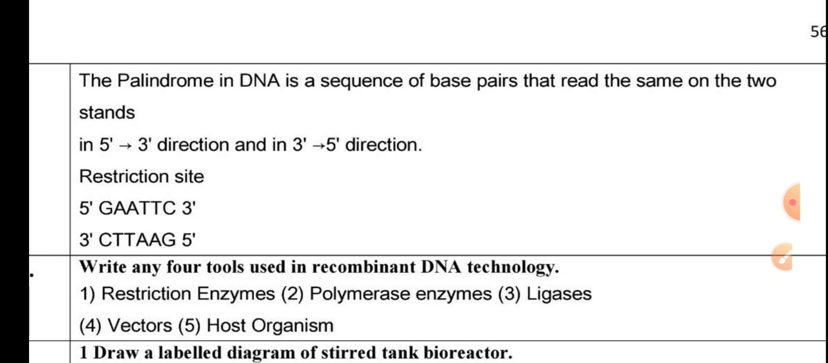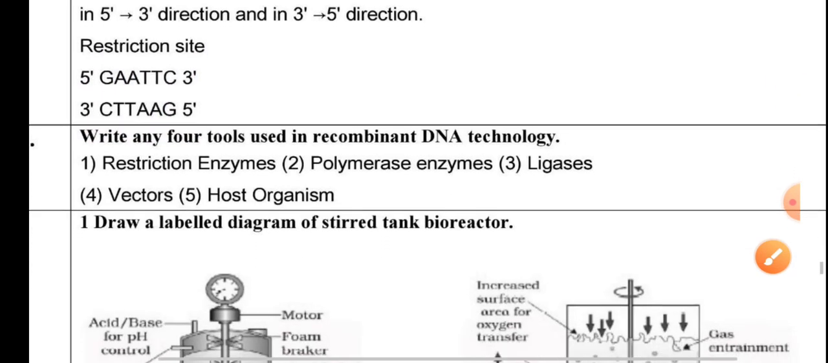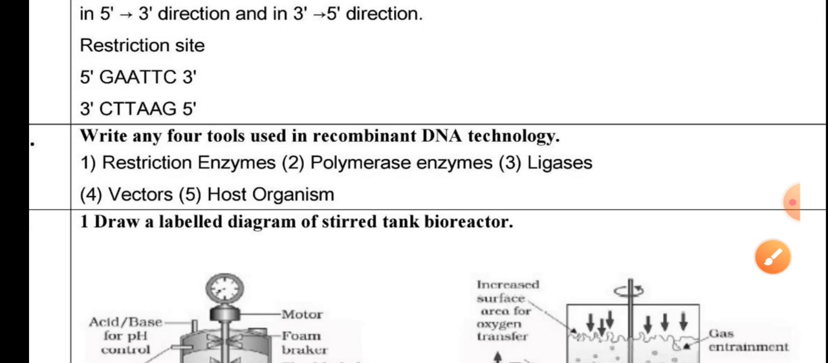Restriction site, okay, I already discussed with you. These are 2 strands, 5' to 3' one strand, 3' to 5'. Because same codes are not formed in one strand, wherever 5' is there, here 3', and guanine, cytosine, thymine, adenine, thymine, and cytosine, guanine, alternately paired. Write any four tools used in recombinant DNA technology. Restriction enzymes, polymerase enzymes, ligases, vectors, and host organisms.